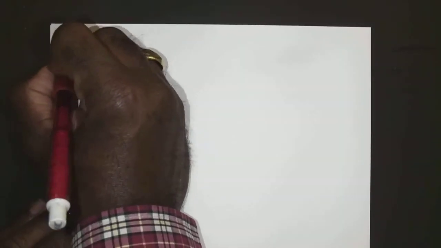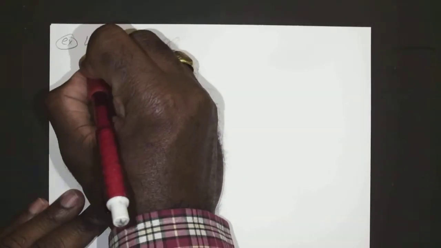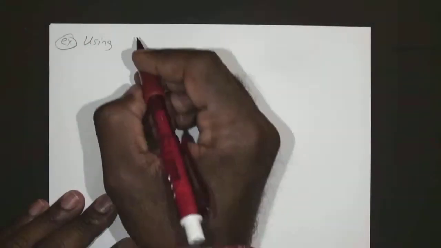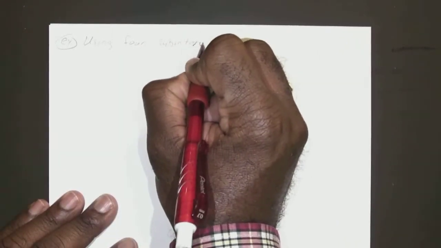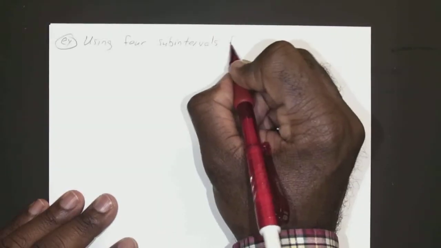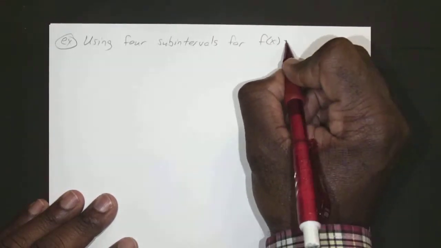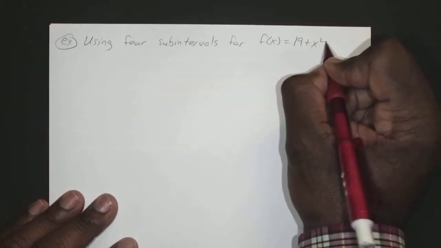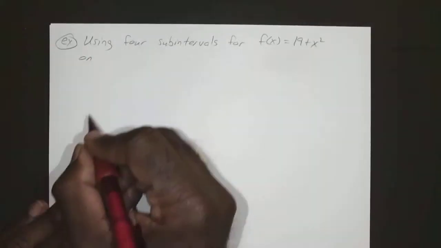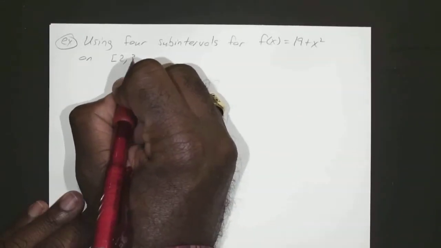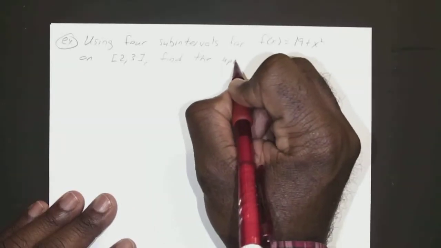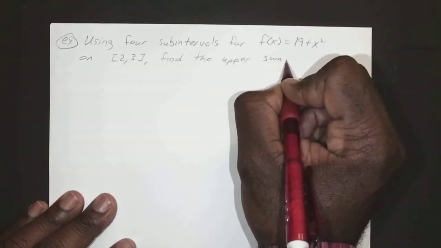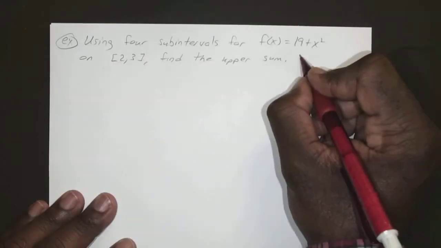All right, so let's say, for example, if we're using 4 subintervals for f of x is equal to 19 plus x squared on the interval from 2 to 3, find the upper sum and round to the nearest hundred.